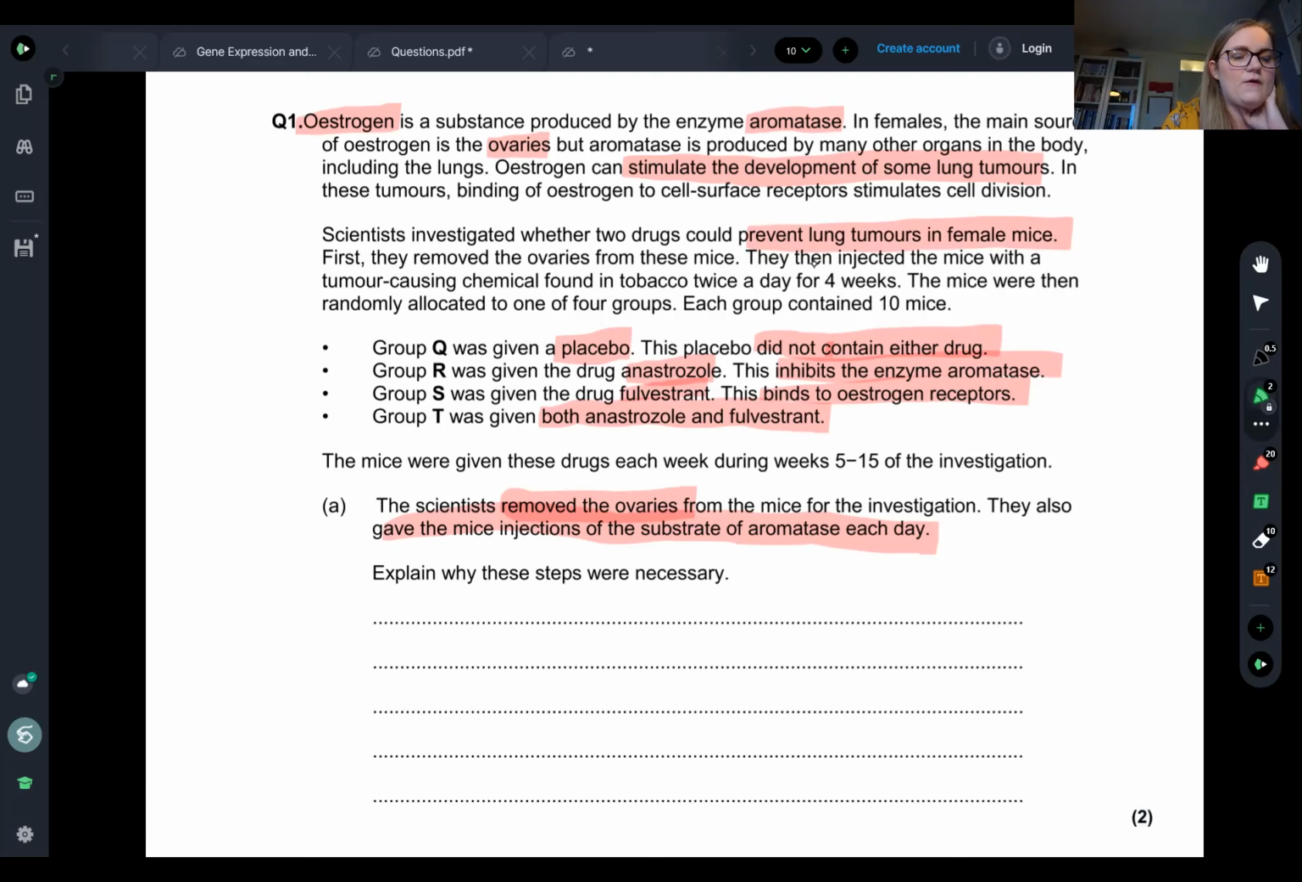We can't remove the lungs because the mice can't live without the lungs, and we're looking at whether the lungs are going to develop tumours. But can we remove the main source of where estrogen is being made in the body? Yes, we can remove the ovaries from the mice and it doesn't affect them. Because one mouse could produce a lot higher levels of estrogen than the other. So basically what that's going to do is get rid of variability in this situation. So how you would answer that is the ovaries are removed.